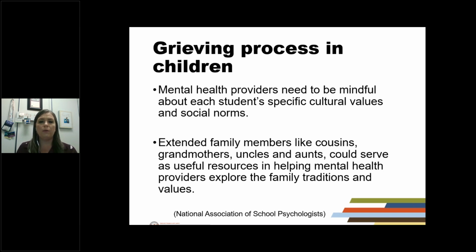So as mental health providers, we need to be mindful about each student's specific cultural values and social norms, because their grieving process is going to be different depending on these characteristics. Okay? Extended members, especially in Latino and Hispanic communities, like cousins, grandmothers, uncles, and aunts, are useful resources in helping mental health providers explore traditions and values.